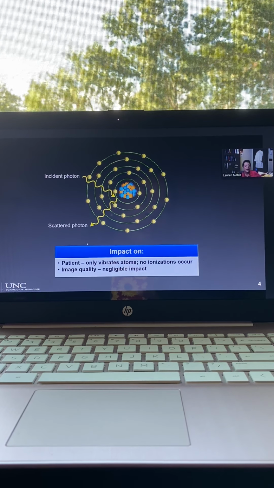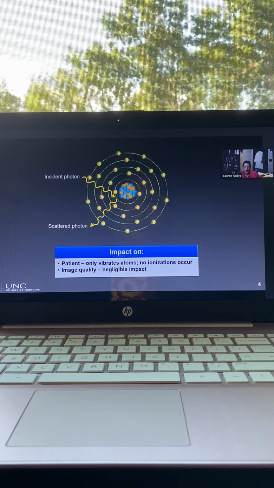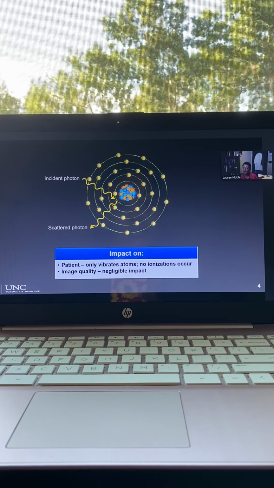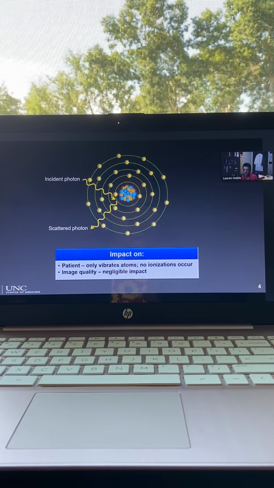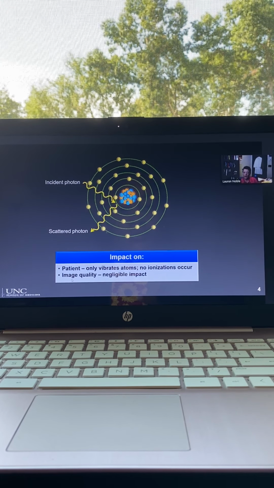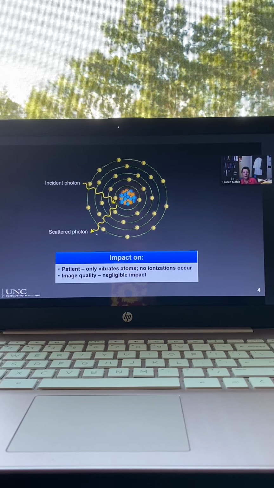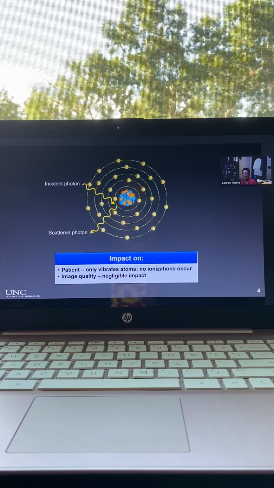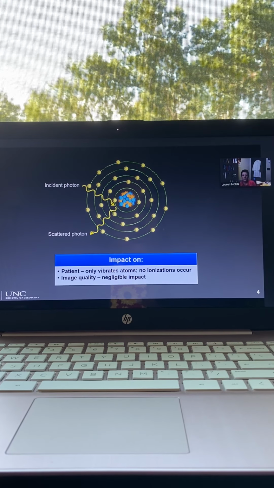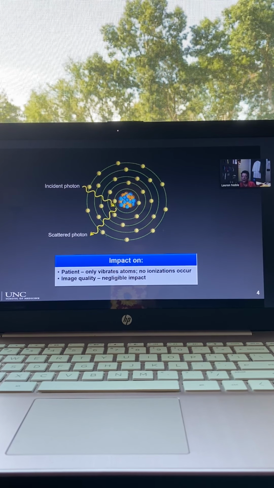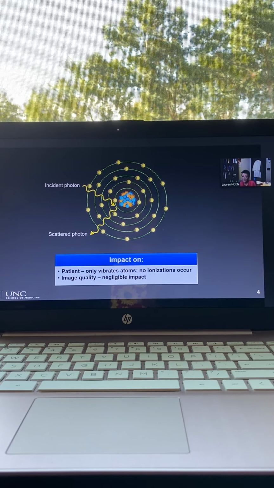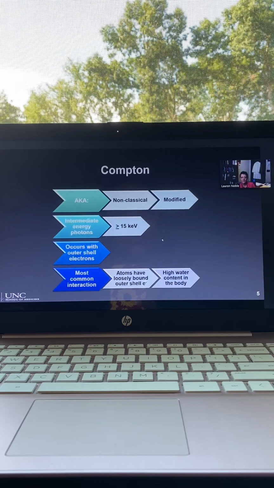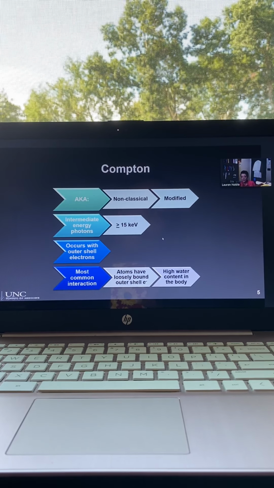So for the patient, no ionizations have happened because we do not have any electrons being knocked out of orbit. We simply have a little bit of heat being generated. In terms of image quality, there is a negligible impact. This scattered photon is probably not going to make it out of the patient's body and reach the image receptor, so it's not going to degrade the image. Okay, so that's your coherent.